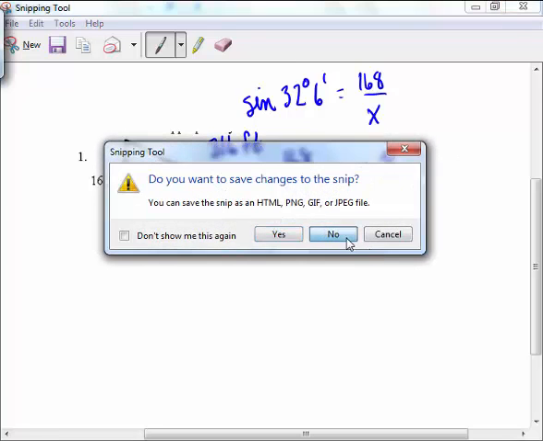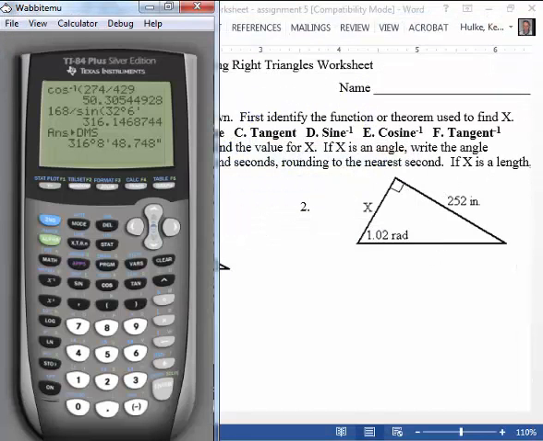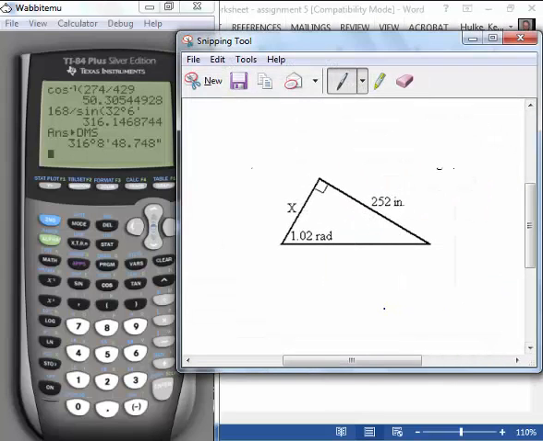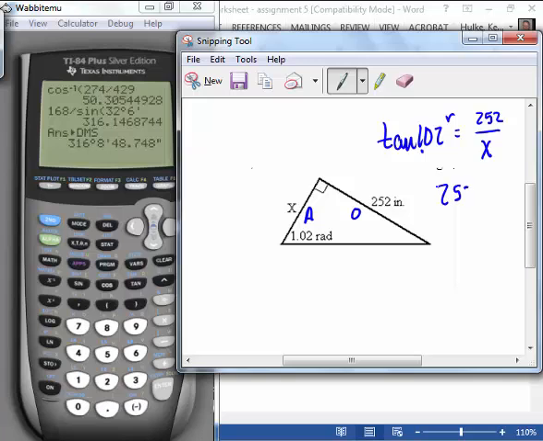Number 2. In this case, that's the adjacent and the opposite, so tangent 1.02 radians is opposite 252 over adjacent x. This is opposite, this is adjacent, and so 252 divided by tangent 1.02 radians.